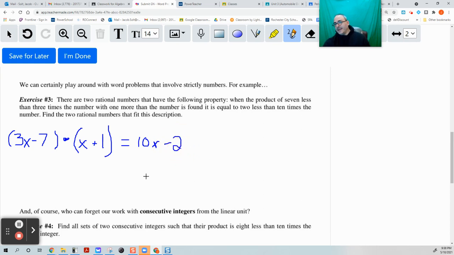Whew, okay. In order to solve this, I'm going to have to multiply these two expressions with each other, and then this will turn into a quadratic. I already see those x terms are going to combine, and then I'm going to have to get everything equal to 0 and solve using the zero product rule. Okay, so let me start. 3x times x to start. That's going to be 3x squared.